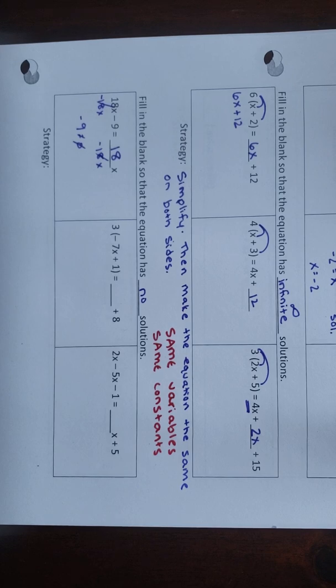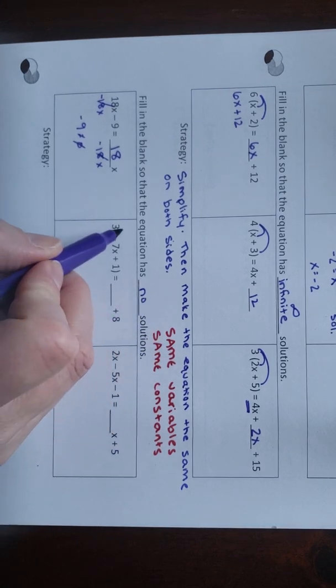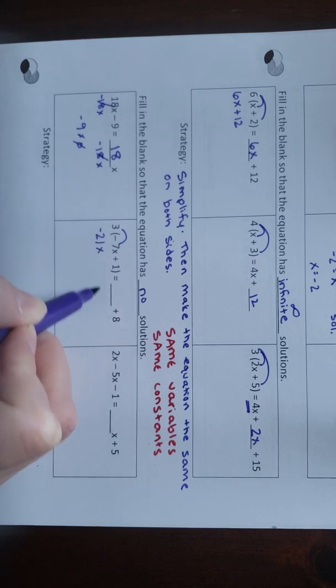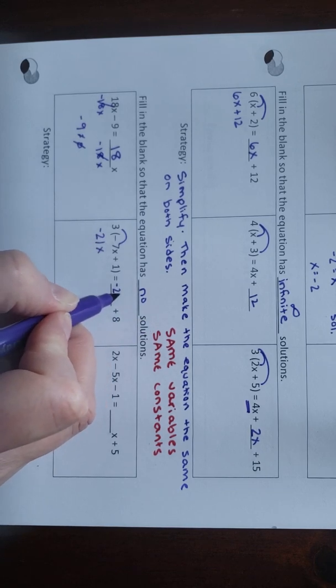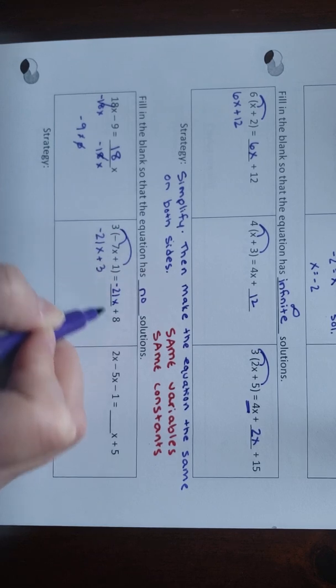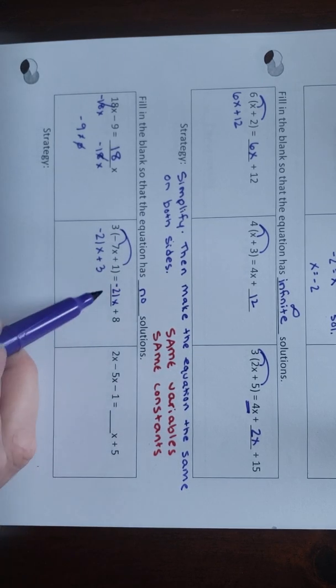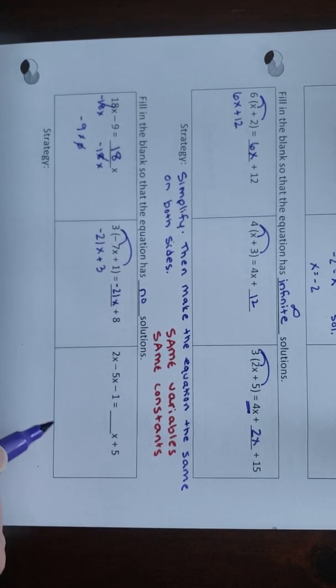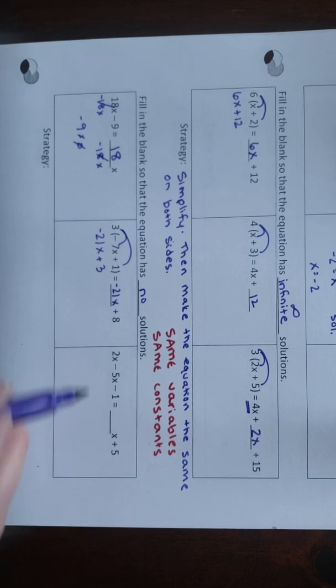Good job. All right, here I have negative 21 x's. Negative 21 x's plus 3. Yeah, 3 is not the same as 8. When I add 21 x's to each side, they'll cancel out and I'll be down to 3 equals 8, which isn't true.